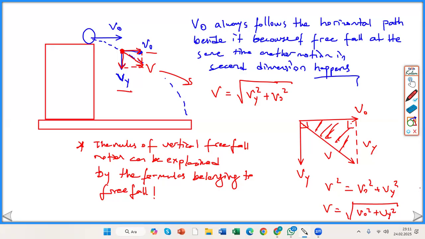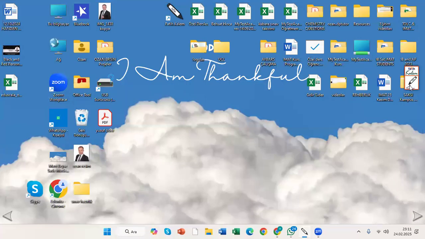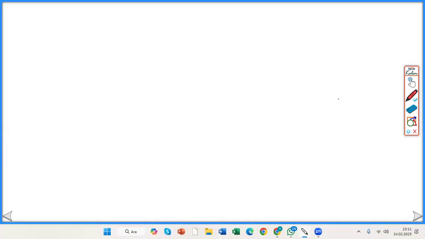So, yes, as you see here, this is the first important motion in 2 dimensions as a sample, horizontal motion, or I don't know how to say it in English, horizontal throw. I can't remember now, but it is the motion in 2 dimensions.